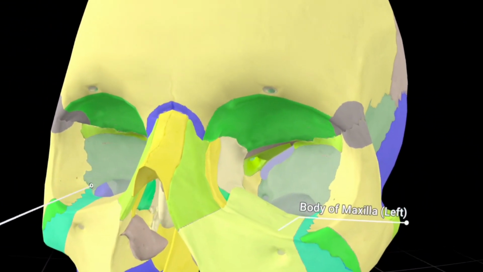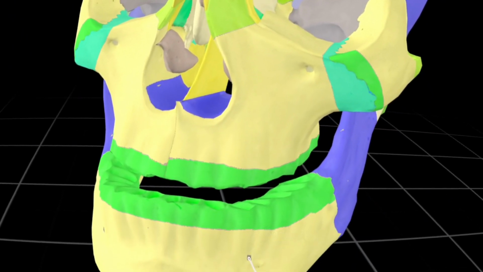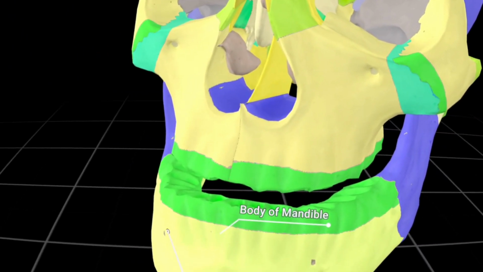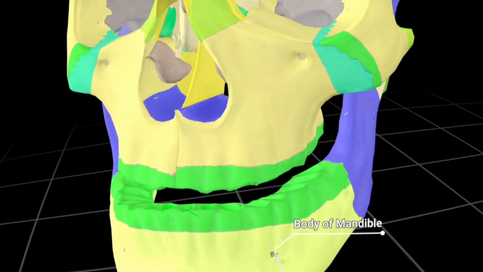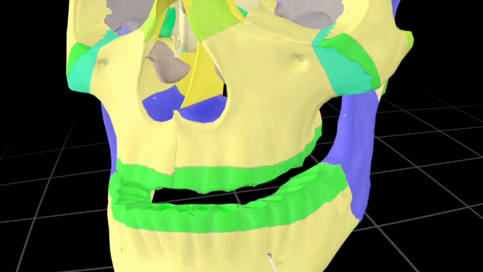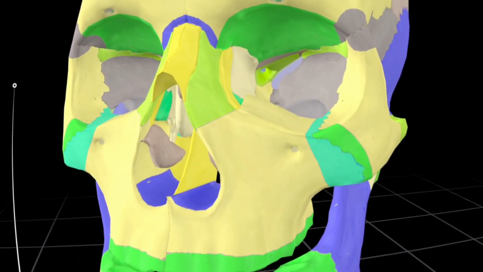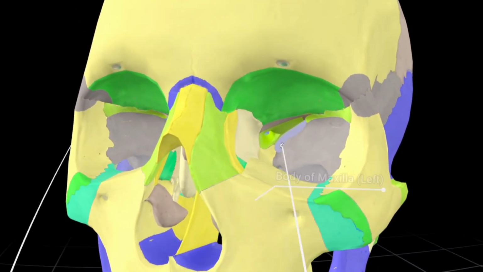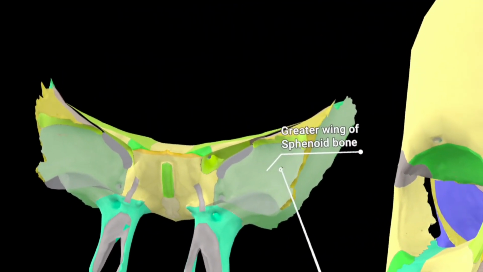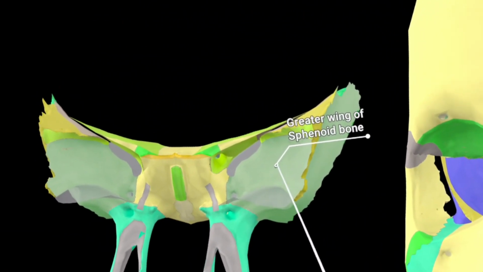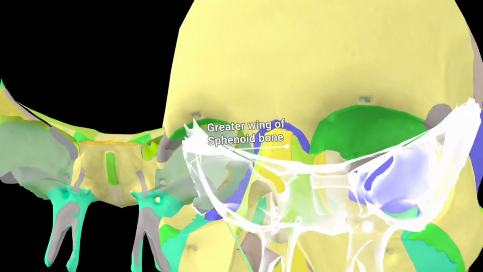Next, we have the mental foramen. This is in the mandible. We have one on either side. And then lastly, we have the greater wing of the sphenoid bone. You have a greater wing on either side of the skull.